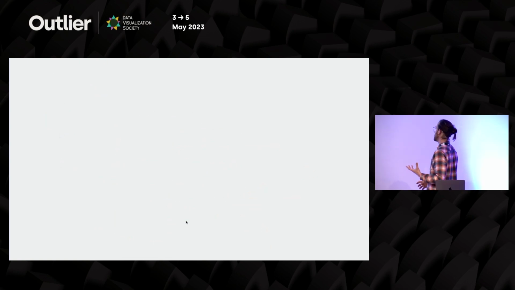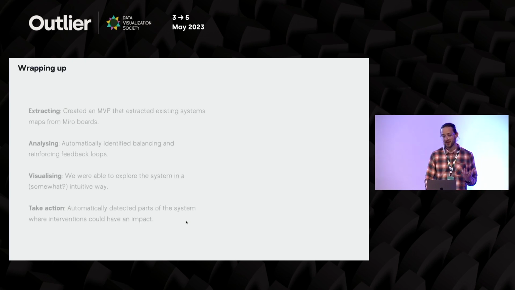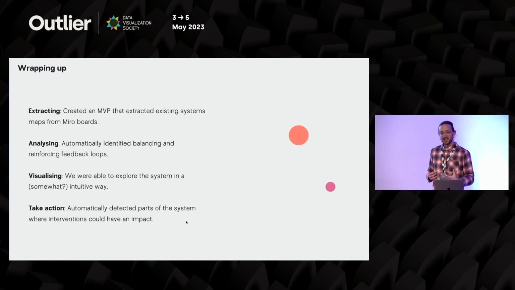Because like I said, this is a series of initial experiments around these systems. And what we've been able to do is extract some systems maps straight from Miro boards. We've then been able to automatically analyze these using graph-based methods. So we've been able to find these balancing and reinforcing loops within the data. We've also been able to run some node algorithms to determine the centrality or the page rank of those nodes. We found a way of exploring the system in a somewhat intuitive way.